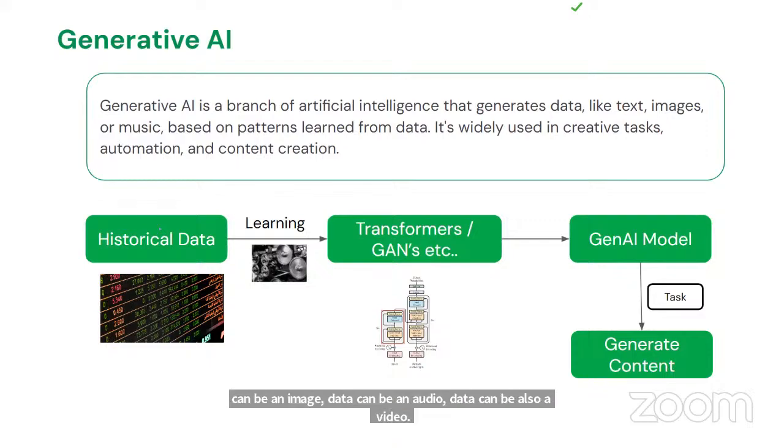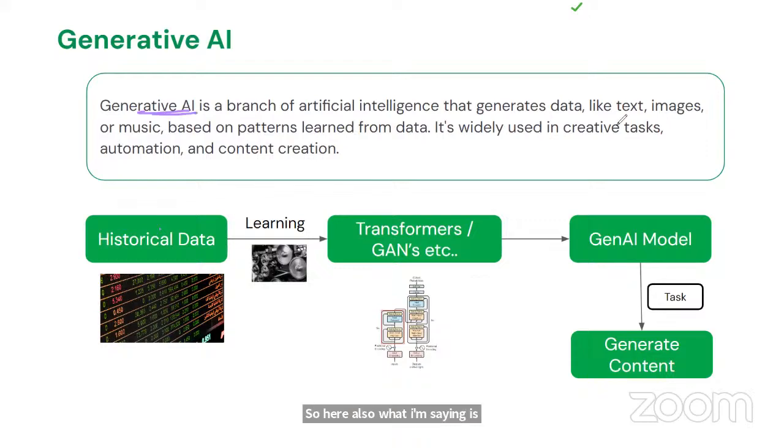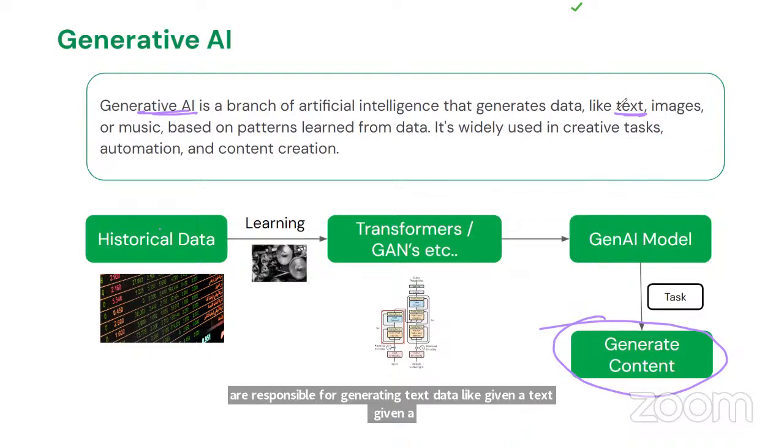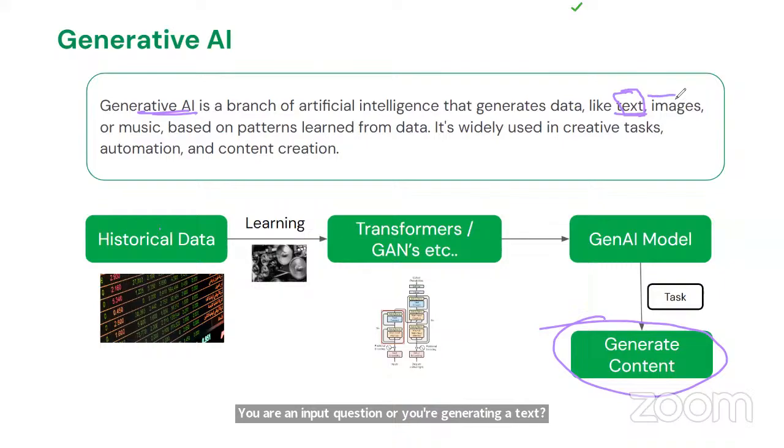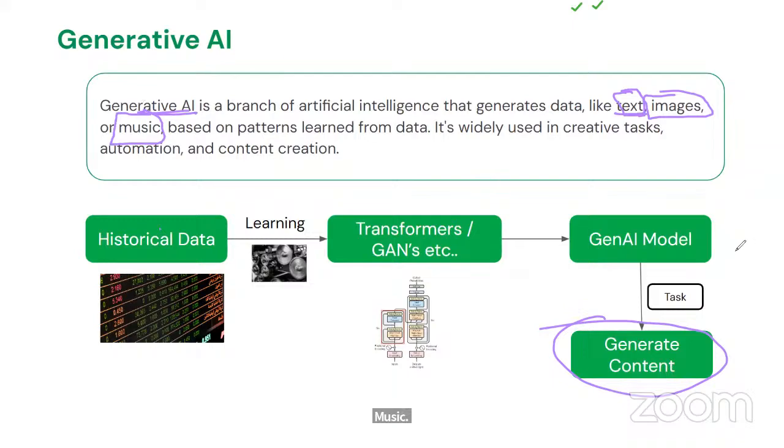So here also, a generative AI system can generate text data. When you say generating content, it's not like only generating text. You see ChatGPT or any other models; these are basically responsible for generating text data, like given an input question, you're generating text. But it's not only text. If you want to generate an image, you can generate images also using Gen AI models. Music, which means audio data, and video data you can also generate. And if you want tabular data, like if you ask for a CSV file, it can also give you the tabular information.